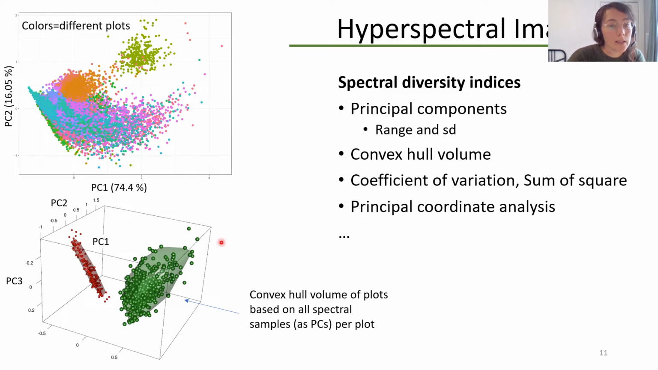And when we add, for example, a third principal component, we can calculate the convex hull volume, which Anna already mentioned. So the green plot here, these are all the spectral samples of one of the crown plots, has a higher volume than the red one, and we therefore would assume that the plant diversity is also higher in the green plot. And we also calculated further spectral diversity indices. I'm not going into detail here yet, because now I'd like to show you some of the applications of the data.